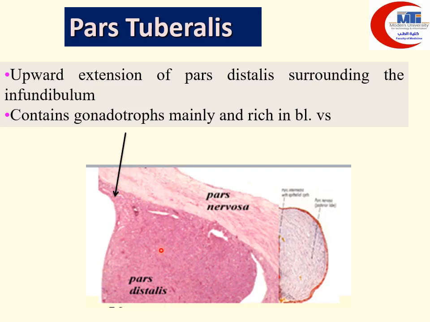The pars distalis contains many types of cells. From these cells, a type called gonadotrophs secrete follicle stimulating hormone and luteinizing hormone. The pars tuberalis contains this type of cells only, gonadotrophs. And the pars tuberalis is rich in blood vessels to take the secretion of gonadotrophs directly to the blood circulation.